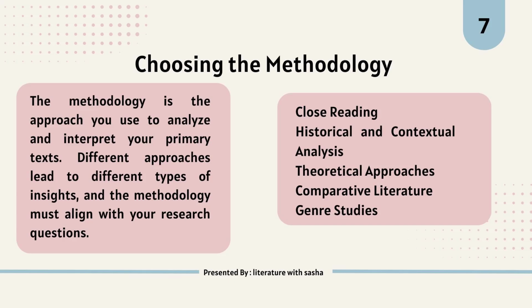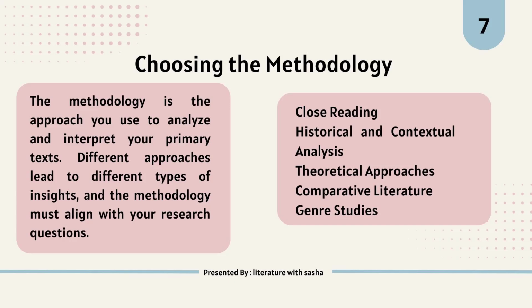Marxist theory analyzes class struggle, economics, and social structure in the text. Psychoanalytic theory looks at the character's unconscious desires, motives, and anxieties. Postcolonial theory examines the impact of colonialism, race, and identity in literature.